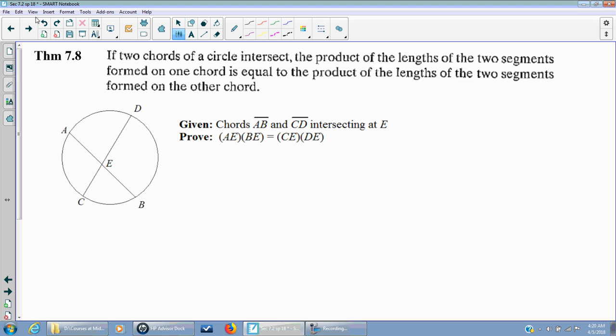Okay. So Theorem 7-8: if two chords of a circle intersect, which I've got here, AB and CD intersect at E, then the product of the lengths of the two segments formed on one chord is equal to the product of the lengths of the two segments formed on the other chord. Okay, so AE times EB equals CE times DE.